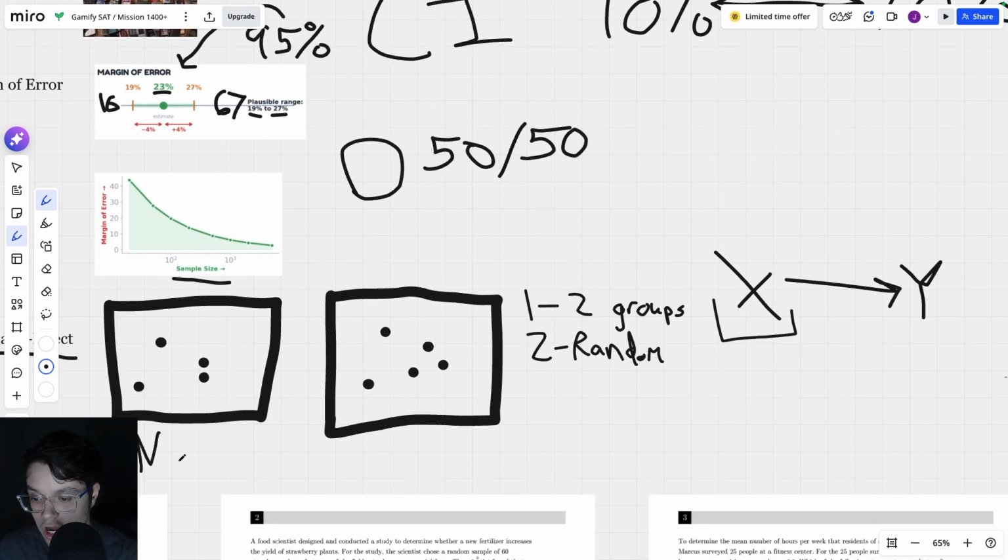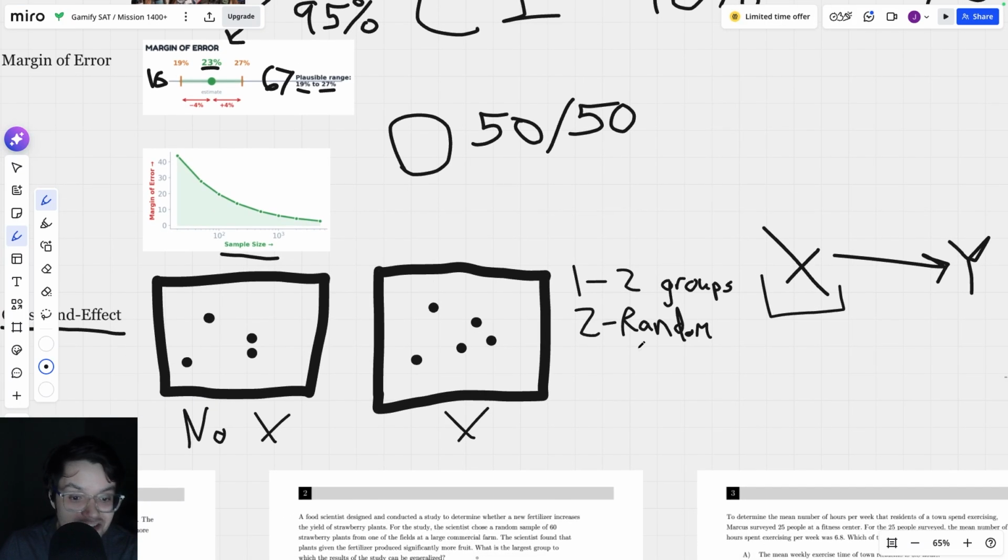We can say these people are no X, and then these people are actually X. So we can see, hey, if they don't use the X, will they improve? Will they change? Will they get better? And if they do use the X, okay, will they improve? Will they change? Will they get better? And plus, they have to be random as well.